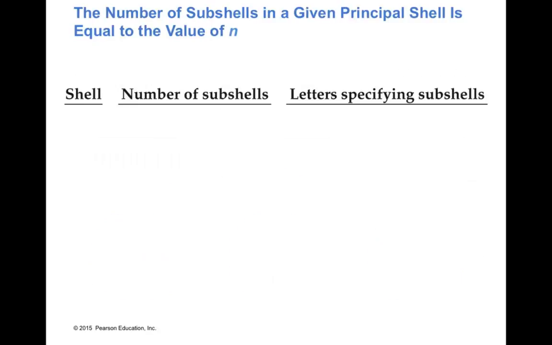The number of subshells in a given principal shell is equal to the value of n. What does that mean? In shell number 1, we have one subshell. It's the S. So the only subshell you're going to find in shell 1 is the 1s. In shell 2, we're going to have 2 subshells. One is going to be an S, and the other subshell is going to be the P. So we're going to have a 2s and also a 2p.